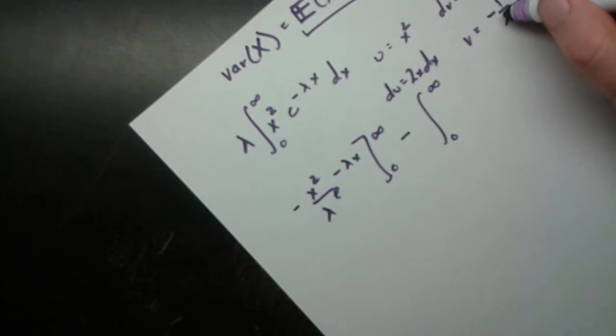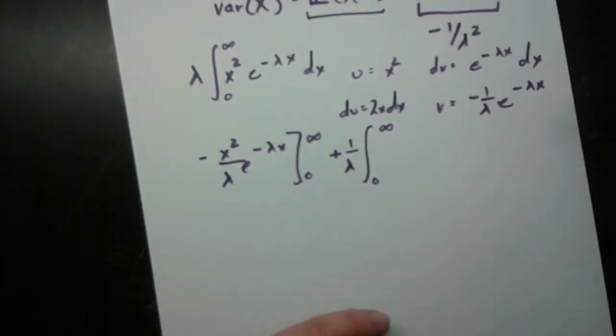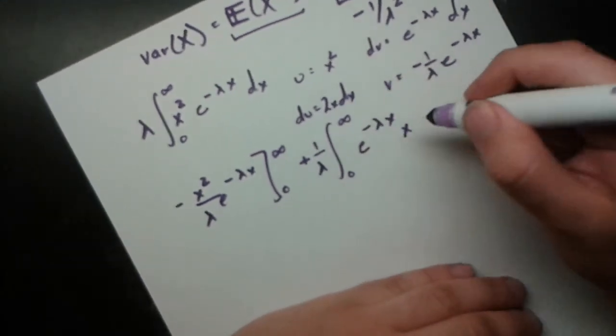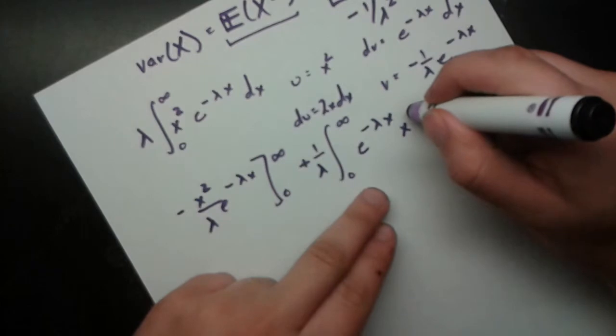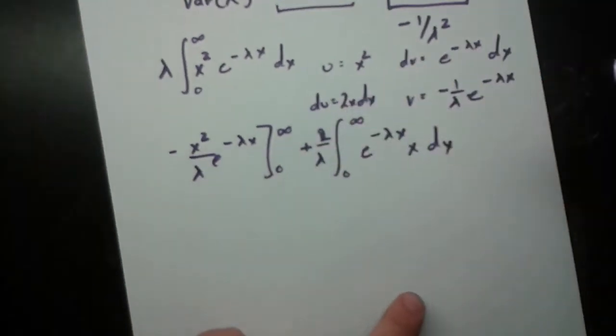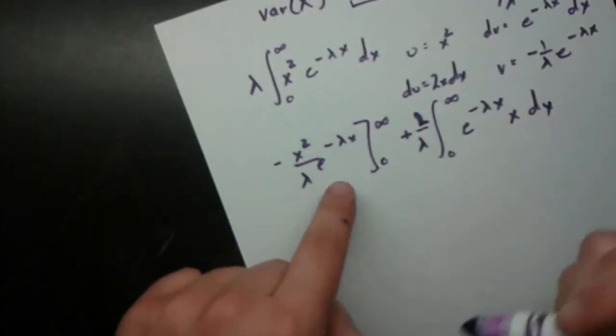So v is 1 over lambda negative, this will become a plus 1 over lambda, and then we'll put all the remaining terms inside here. So we'll get x, v du, so we'll get x dx, and actually there's a 2 here. Let me put that up here. Okay, so we have 2 over lambda times this integral right here. Now let's deal with this guy first.